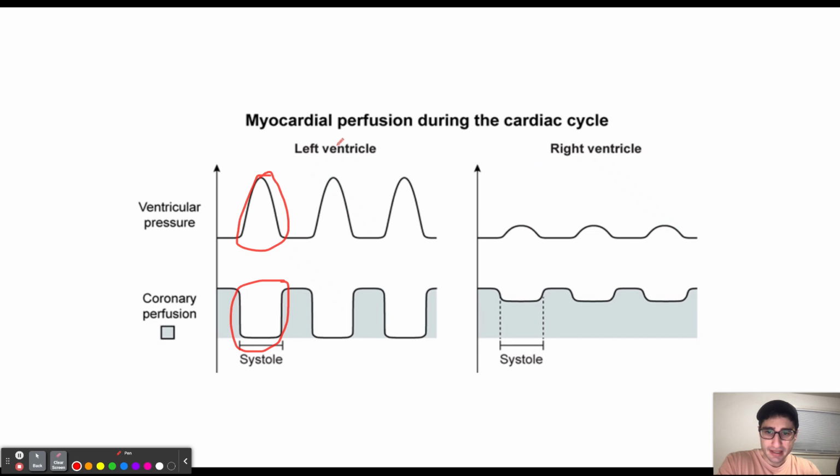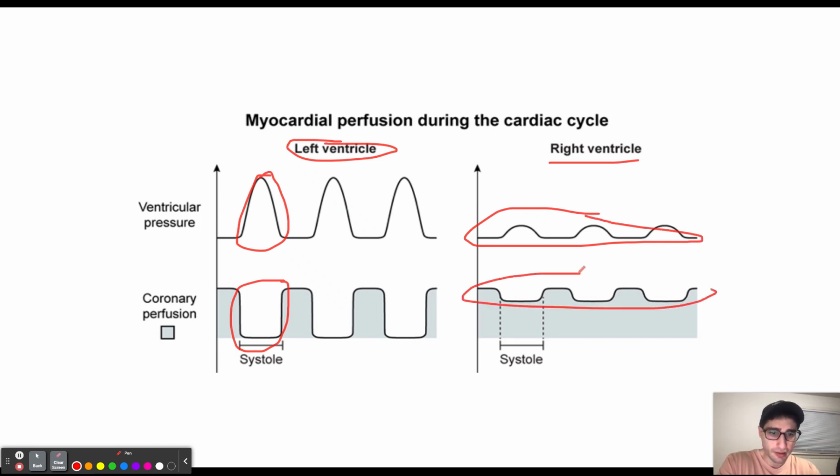So, what we see is coronary perfusion is going to happen only during diastole in the left ventricle. When we take a look at the right ventricle, we have relatively low pressure states. As a result, we have blood flowing throughout the cardiac cycle. So we don't have that change that we see within the left ventricle.